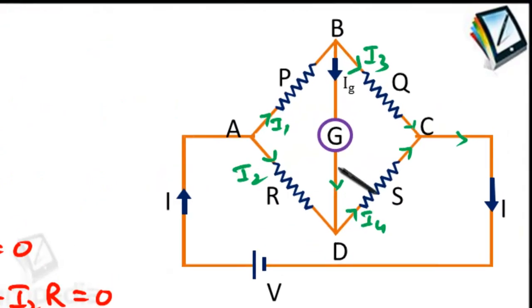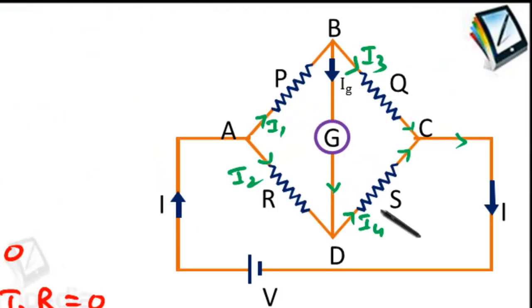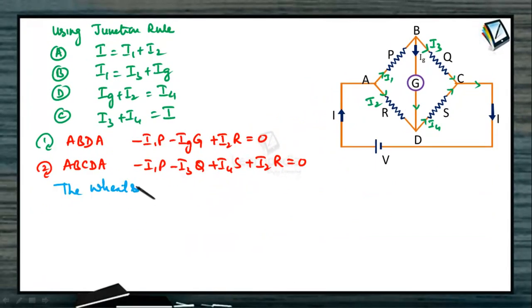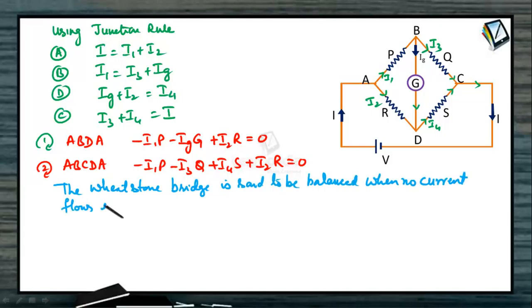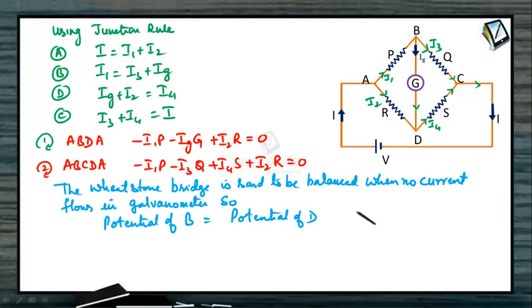Now, the resistances P, Q, R, S are variable. So, by adjusting them, we can make the potential of point B and potential of point D the same. The Wheatstone bridge is said to be balanced when no current flows in the galvanometer. So, potential of B is equal to potential of D. Since Ig is equal to 0, the current through the galvanometer is 0.